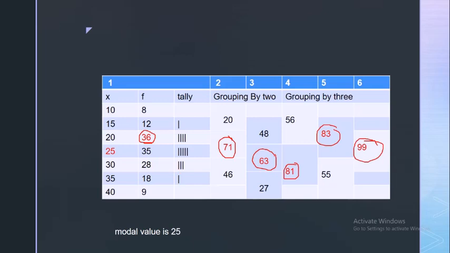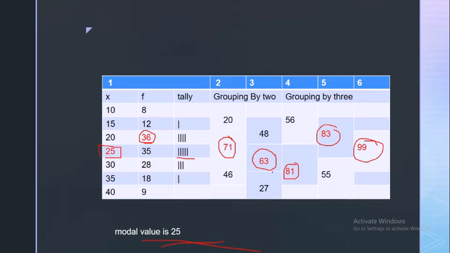Okay, then 83. 83 also you have 3 values. Corresponding to 83 you have 12, 36 and 35. So you give 1, 1 and 1 again. Then the final is 99. Now corresponding to 99, what values add up to 99? 36, 35 and 28. So you give again 1, 1, 1, and you find out which variable got the maximum tally marks. So in this case we have the maximum tally marks over here, that is 5, and the corresponding modal mark is 25. So the corresponding modal value is 25, or the modal mark as you say. Okay, so that is how you find out.